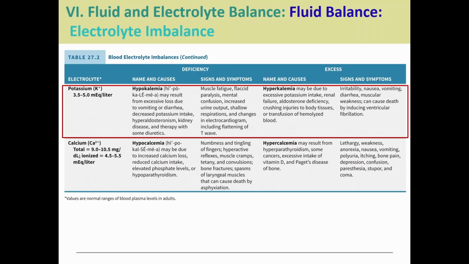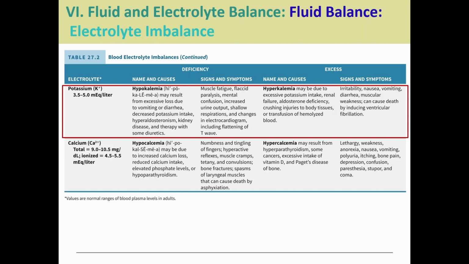Potassium is another really big one, and this is where we get into hypo- and hyperkalemia. Hypokalemia can be caused by vomiting or diarrhea, right? Because you're not holding things down or things are passing through too fast. You don't have enough potassium in your diet, you have too much aldosterone produced, you have kidney disease, or certain diuretics can cause this. And this will cause things like muscle fatigue, paralysis, confusion, increased urine output. Your breath will be shallow. This can also cause changes in your electrocardiogram.